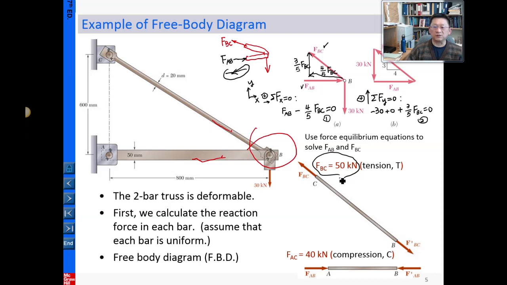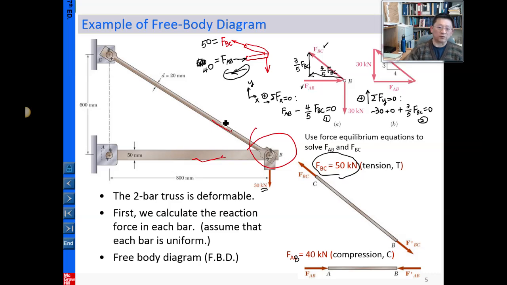In this way, we'll be able to determine the magnitudes. FBC is 50. Right now, let's leave out the unit for a moment; we will come back to it. Solving the two equations, we find the magnitude of FBC is 50 and FAB is equal to 40. So basically, in magnitude, we have this.